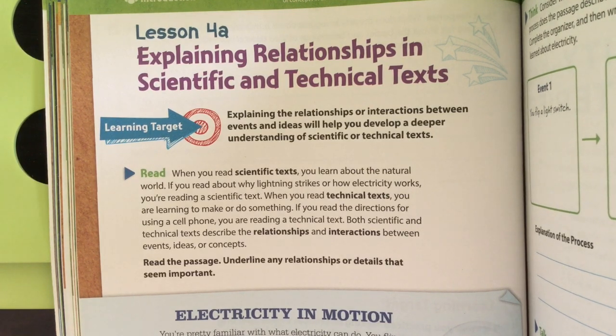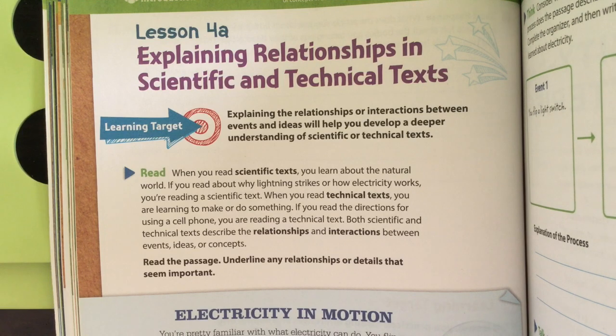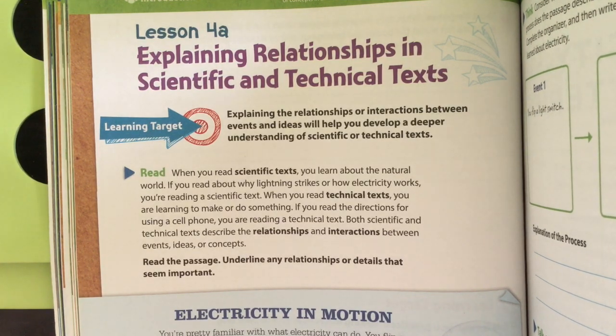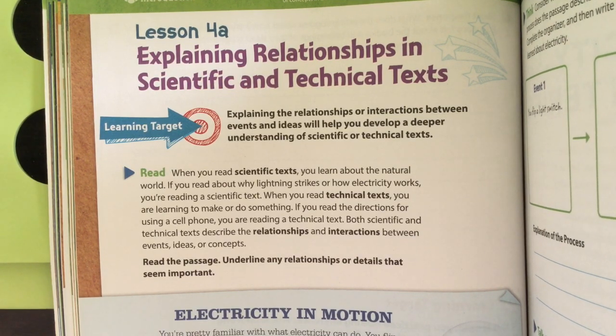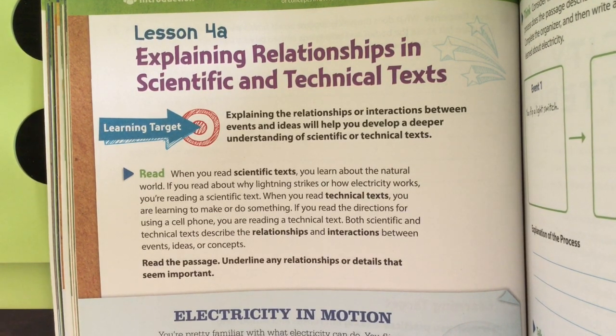You were told to start at lesson 4A and then you will end up continuing on through the rest of the unit. Now lesson 4A is explaining relationships in scientific and technical texts. So our learning target is to be able to explain the relationships or interactions between events and ideas, and it will help you develop a deeper understanding of scientific or technical texts.